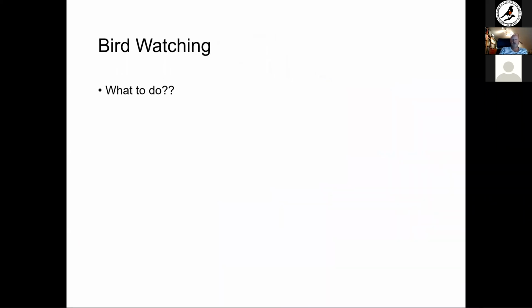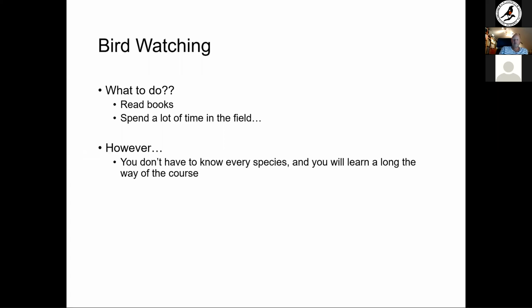So what shall you do when you want to bird watch? Well, you need to read books to see what variety there is out there. And then there are no shortcuts. You need to spend a lot of time in the field to get that impression of birds. See them often at different angles and different distances and different lights and everything. It will take time and you will not know every species directly, but you will learn. The more time you are in the field, the more you will learn.